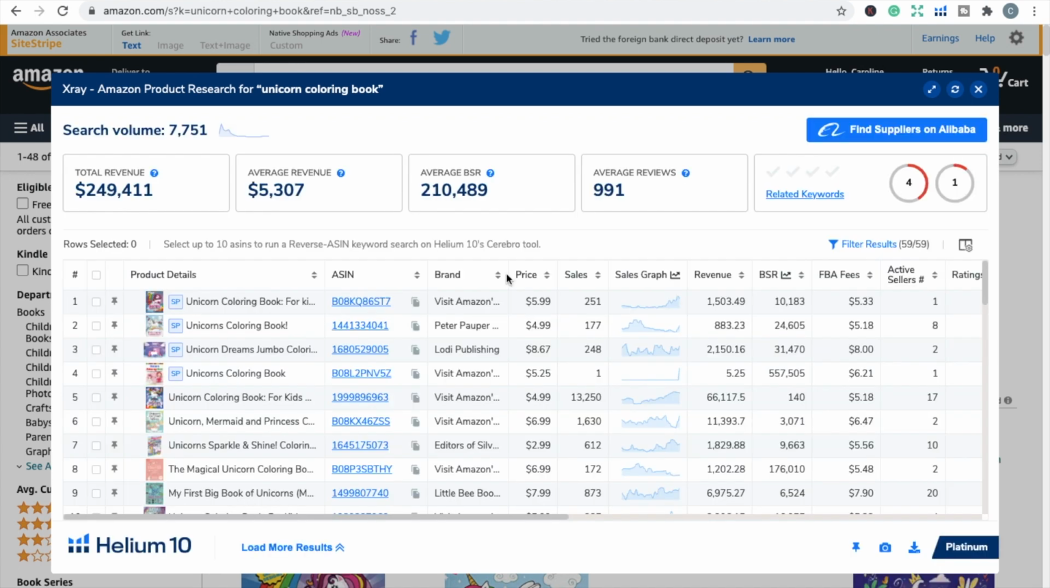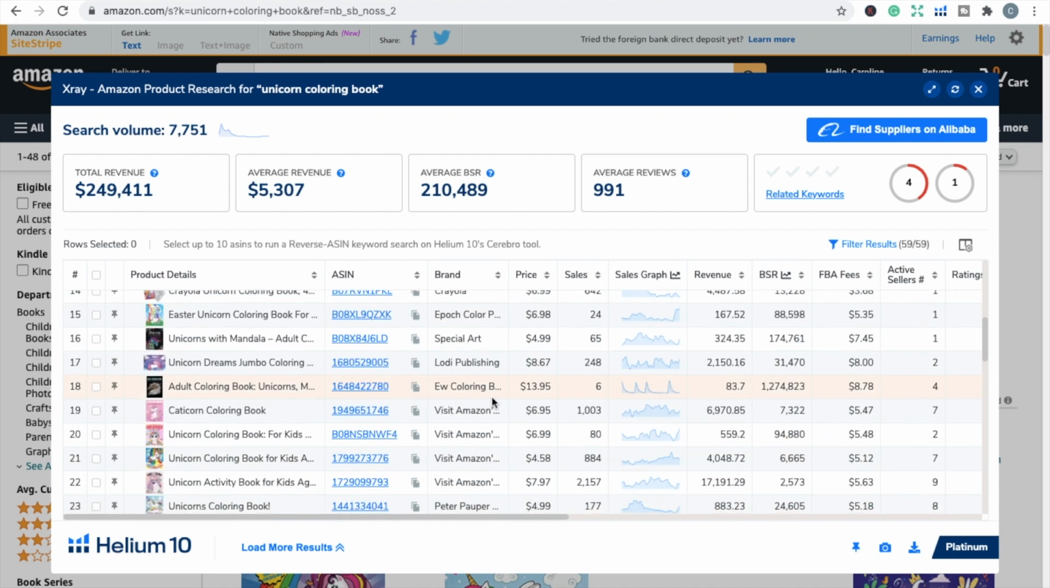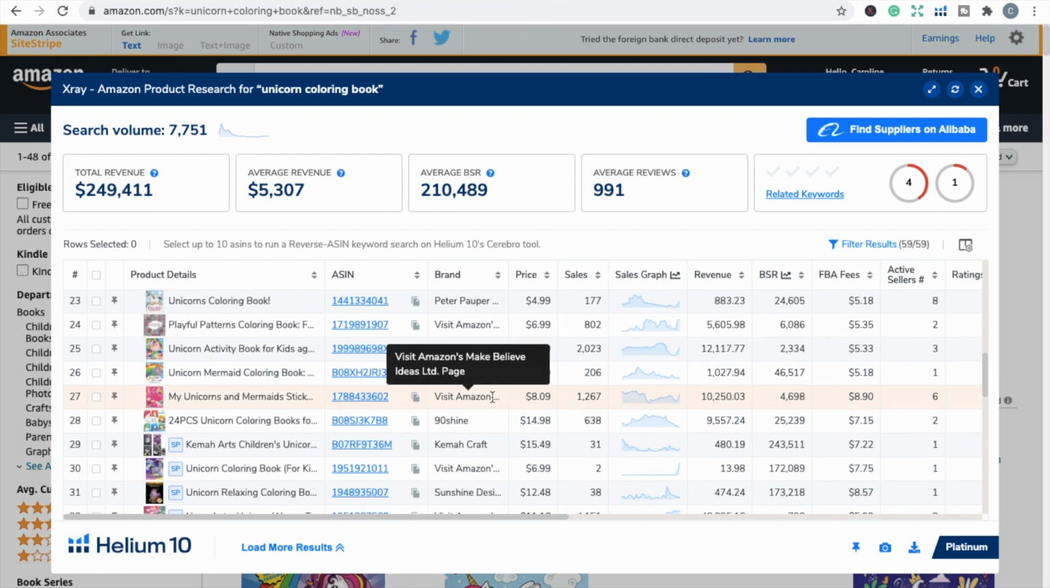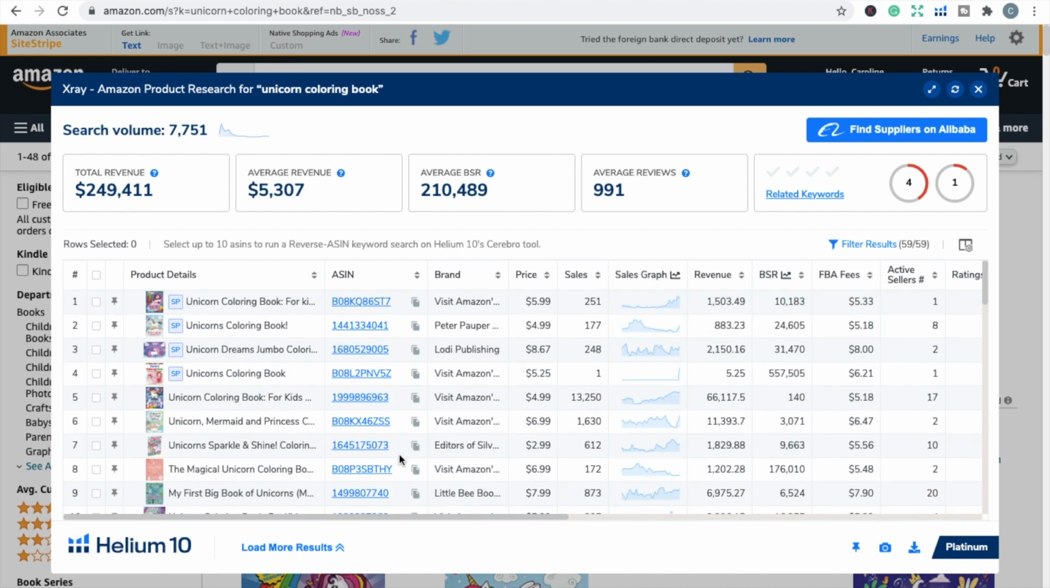And what this does is it summarizes all that information about every listing showing up on that first page of search results. Now, if you do want to see the second or third page of search results, you can just click load more down here. But looking at the first page is all I'm interested in.